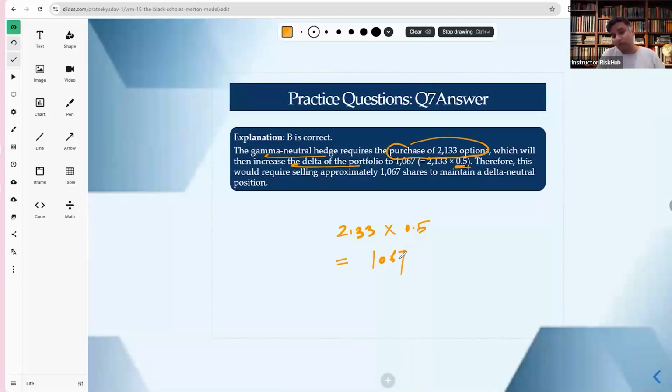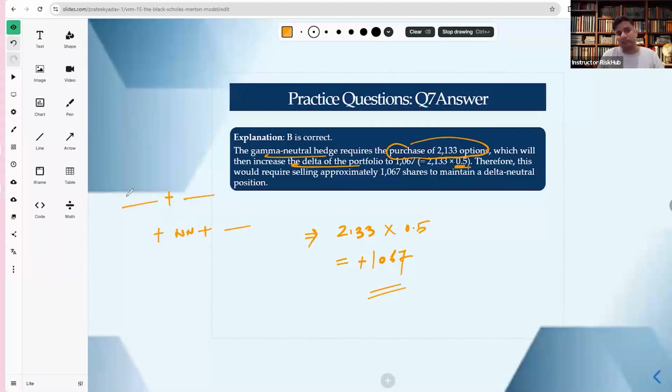So please understand, when you tried to make gamma neutral, the delta became not neutral. Delta changed by 0.5 multiplied by the 2133 you bought. So delta became 1066.5. So then you have to again make delta neutral. So please understand how it works. First you make delta neutral, right? Then you make gamma neutral. When you are making gamma neutral, it becomes again delta not neutral, right? And then again you have to make delta neutral.